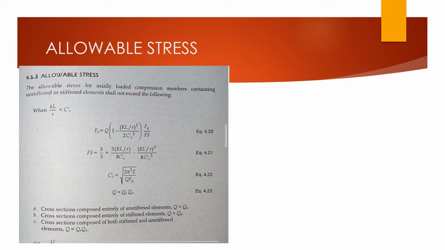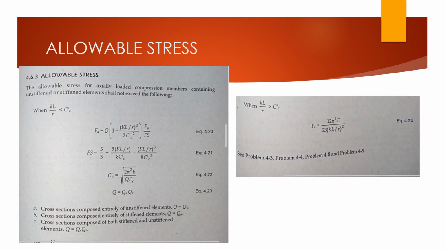Cross sections composed entirely of unstiffened elements, Q is equal to Qs. Cross sections composed entirely of stiffened elements, Q is equal to Qa. Cross sections composed of both stiffened and unstiffened elements, Q is equal to Qs times Qa. So when KL over R is greater than Cc, Fa is equal to 12 pi squared E over 23 KL over R squared. This Fa is the stress, the allowable stress.